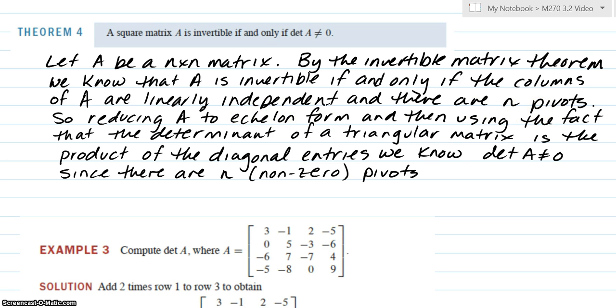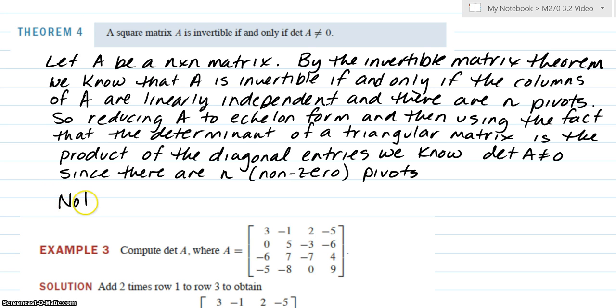And what we did last time is we reduced A to echelon form to find the determinant. Using the fact that the determinant of a triangular matrix is the product of the diagonal entries, we know that the determinant is not equal to 0, since for the n by n matrix there are n pivots that are non-zero. So when you reduce it to echelon form, you get that triangular form. All those pivots are numbers, they're not 0. If there was a 0, there wouldn't be n of them. And you have it.